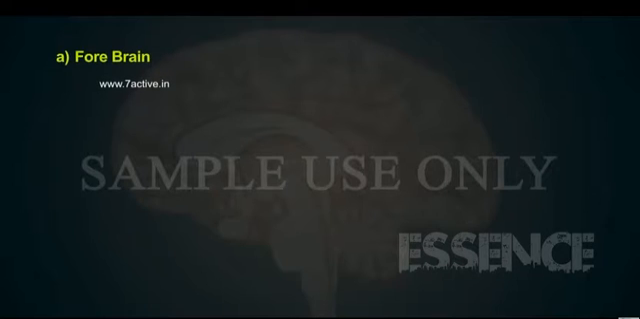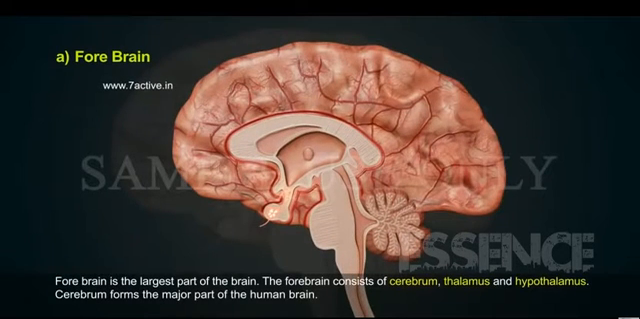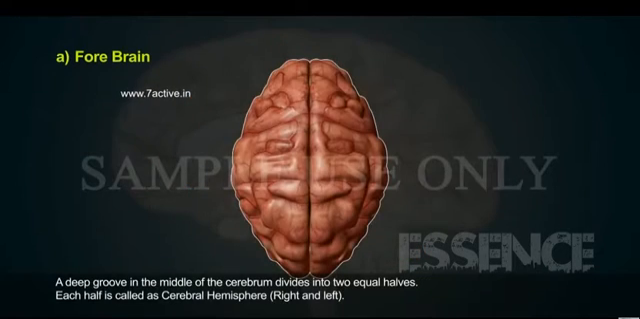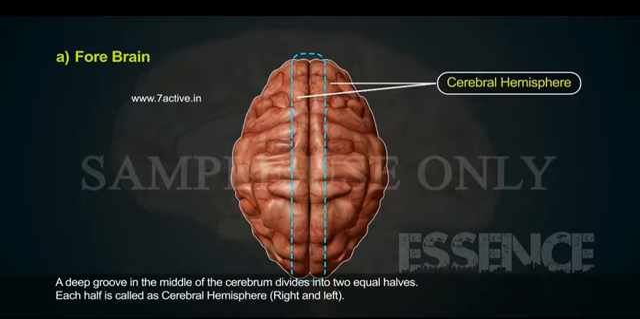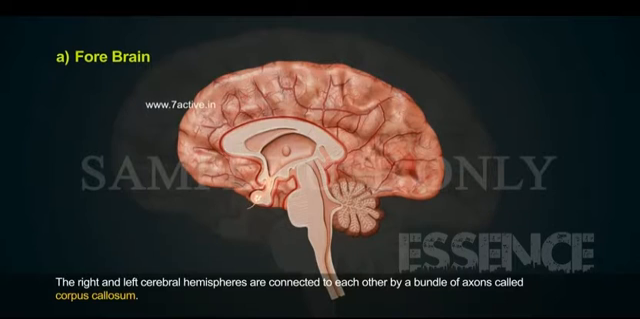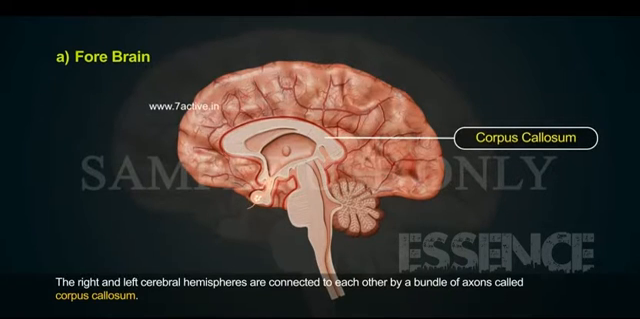A. Forebrain. The forebrain is the largest part of the brain. The forebrain consists of the cerebrum, thalamus, and hypothalamus. The cerebrum forms the major part of the human brain. A deep groove in the middle of the cerebrum divides it into two equal halves. Each half is called a cerebral hemisphere, right and left. The right and left cerebral hemispheres are connected to each other by a bundle of axons called the corpus callosum.